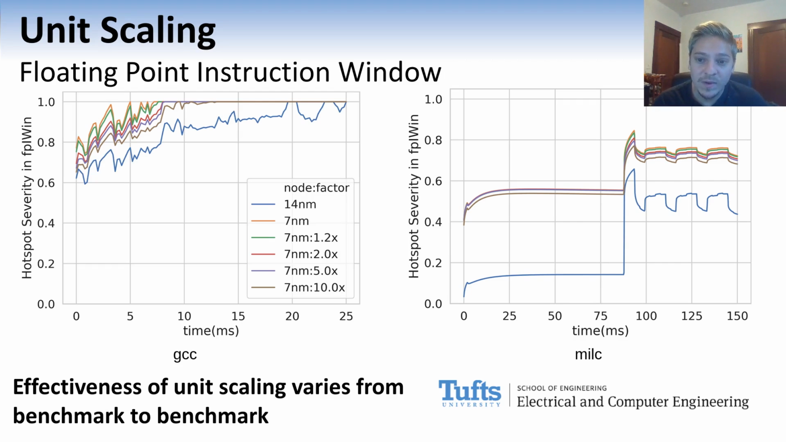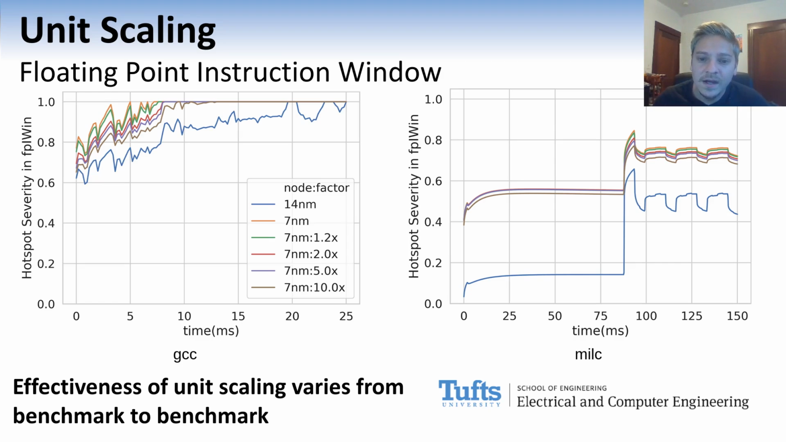But even when we made it 10 times as large as the baseline, it was not as good as it was in 14 nanometer. What that means is that while we did reduce the hotspot severity, targeting this single unit did not fix the problem, as there's still high hotspot severity in the floating point instruction window simply because of the other surrounding units contributing to its temperature.